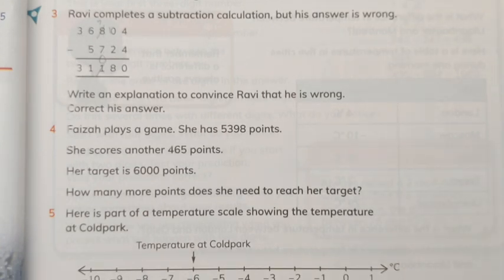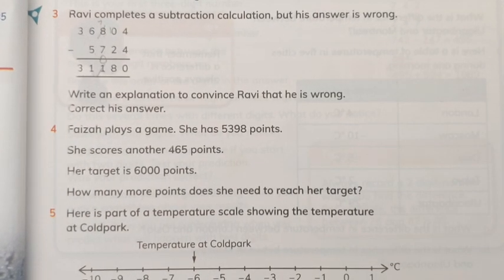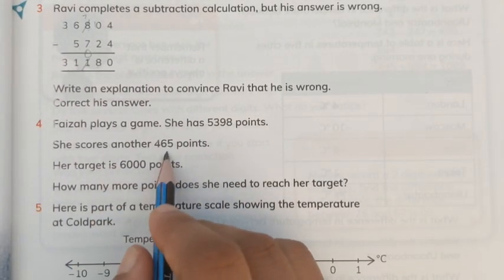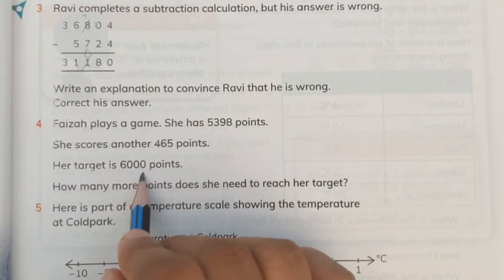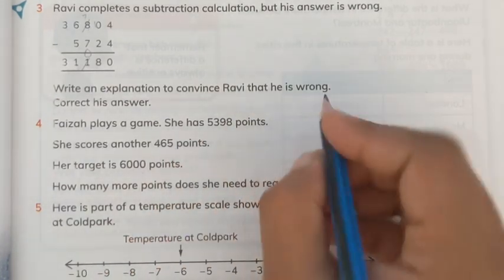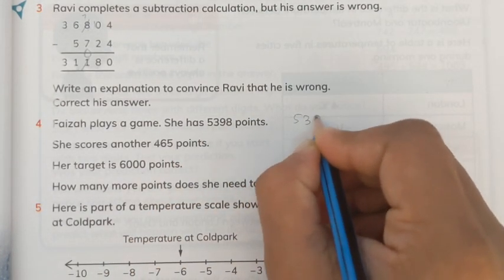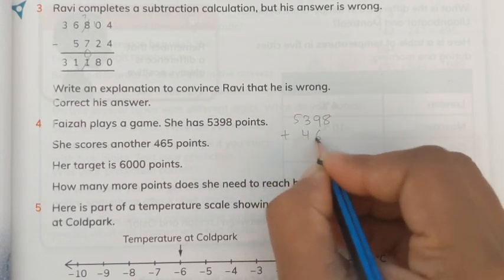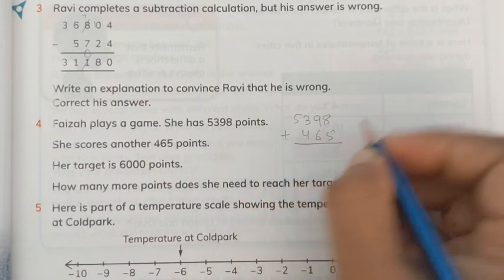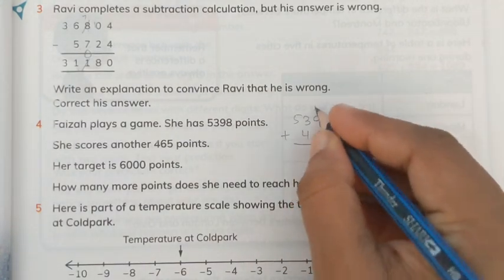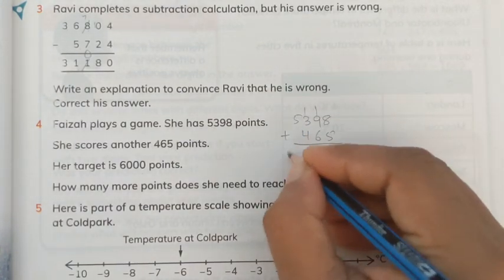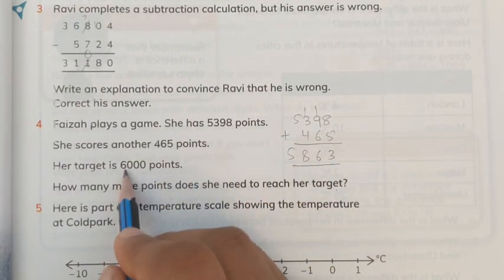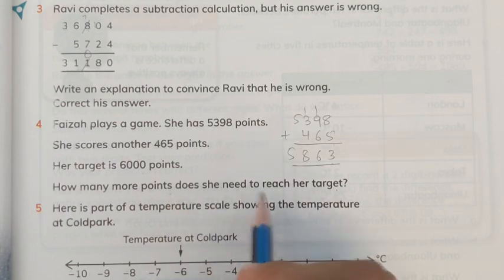Now the next question is, Faiza plays a game. She has 5,398 points. She scores another 465 points, and her target is 6,000 points. So after scoring 465 points, her points will increase from 5,398 to 8 plus 5, 13, 6, 8 and 5. Now her total score is 5,863, but her target is 6,000 points. So how many more points does she need to reach her target?